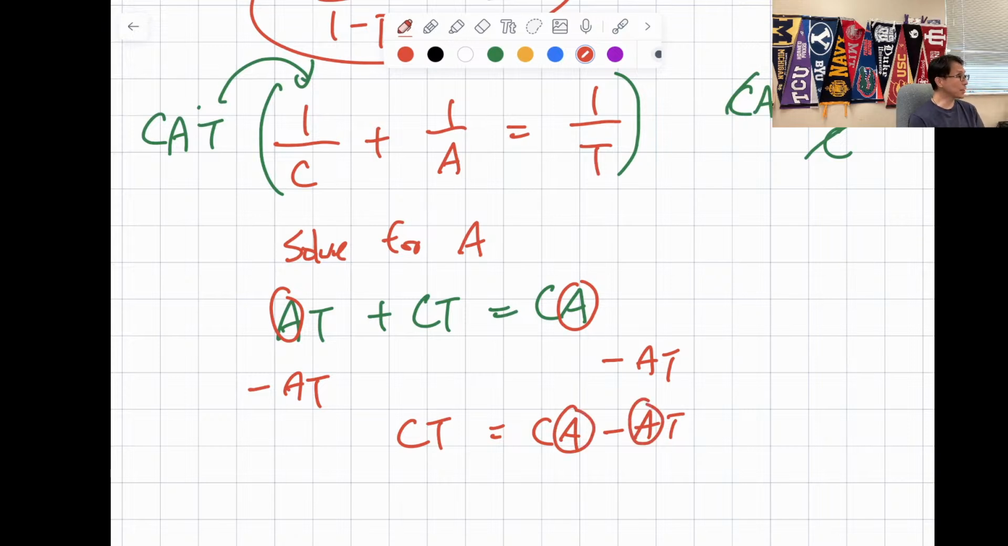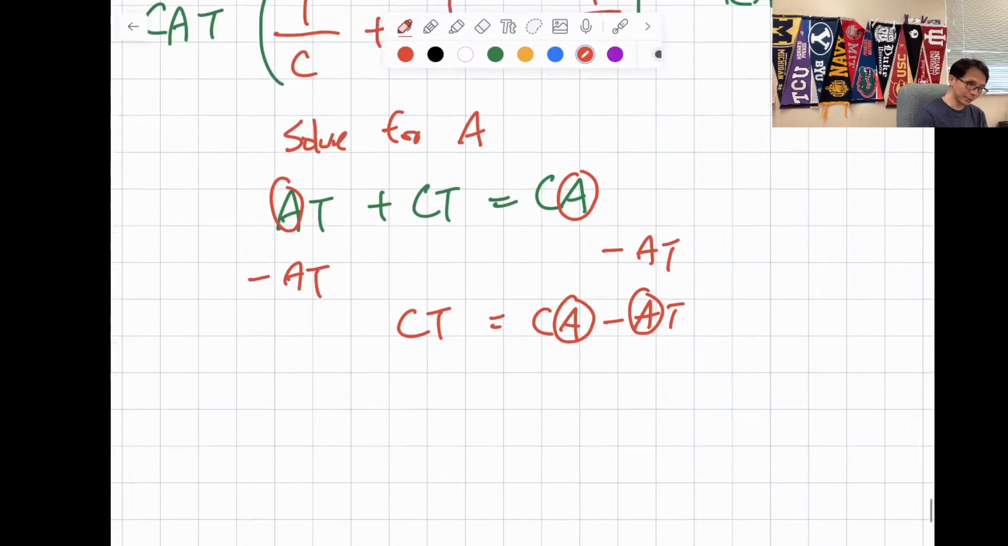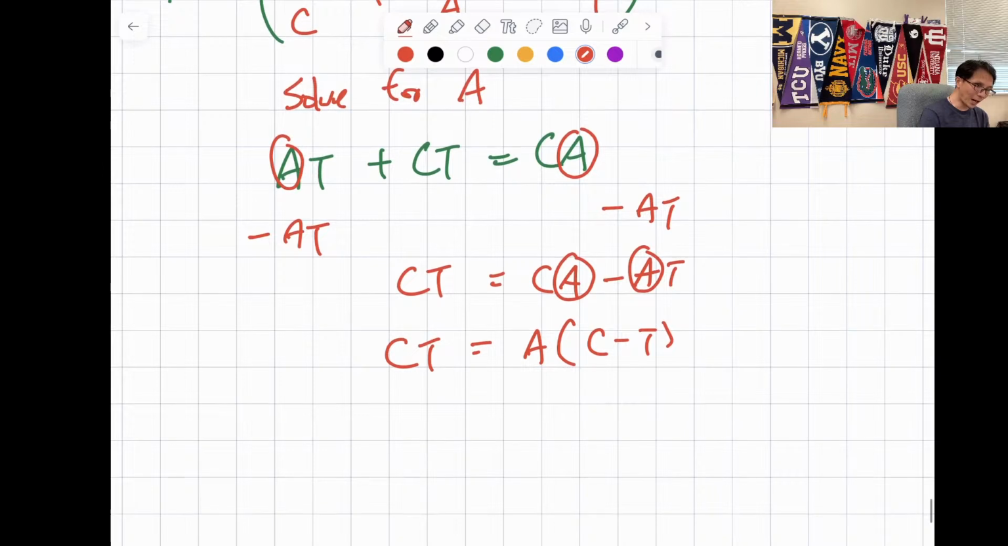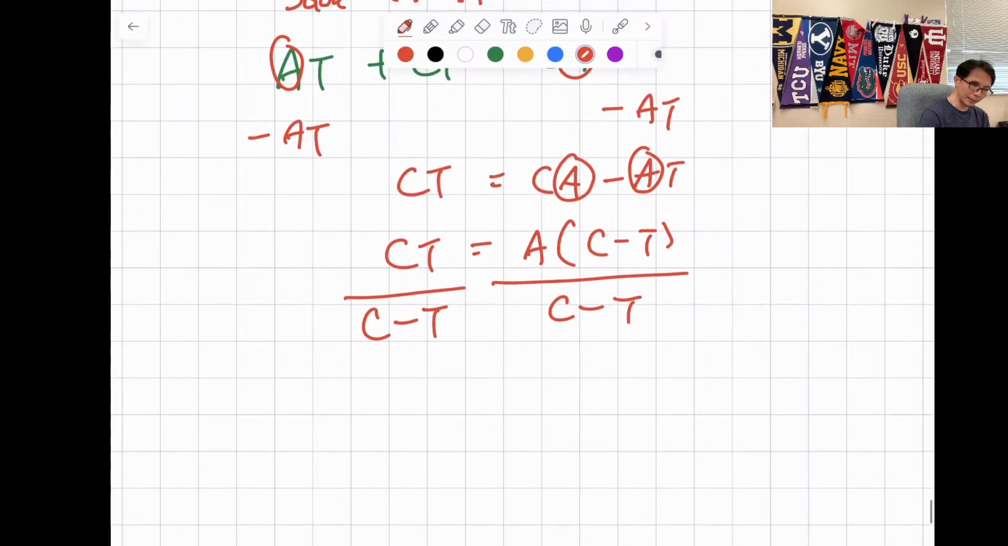We're going to circle them. We have A in two separate terms. Can I factor out A? Yes. So I can factor out A, so A times C minus T equal to CT. Now I can divide over. Is that okay? You want to try again? Yep, you're going to try again.